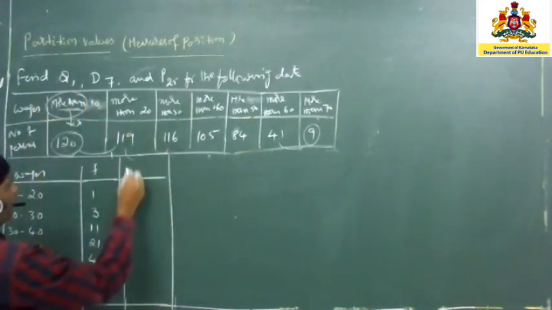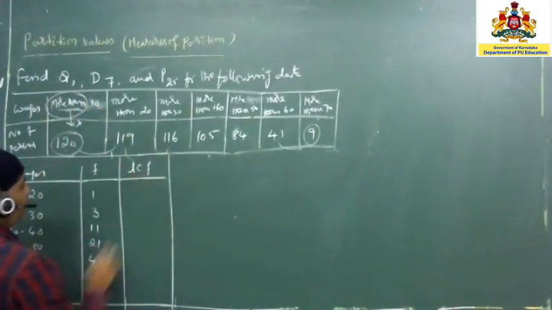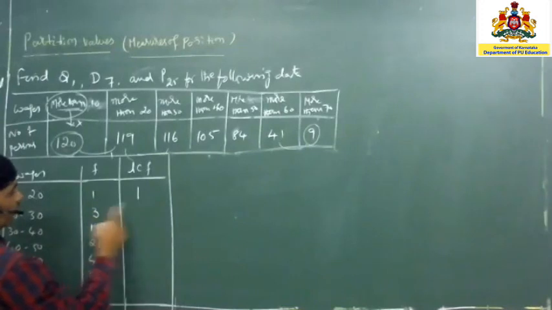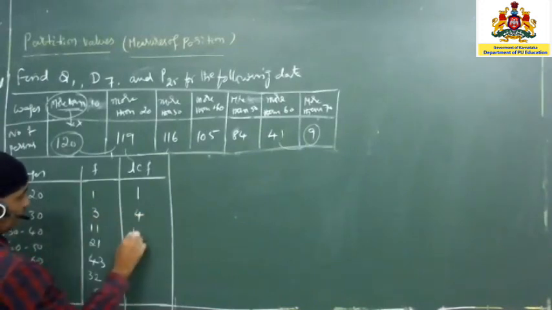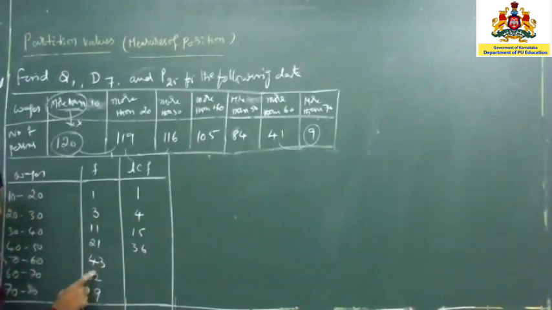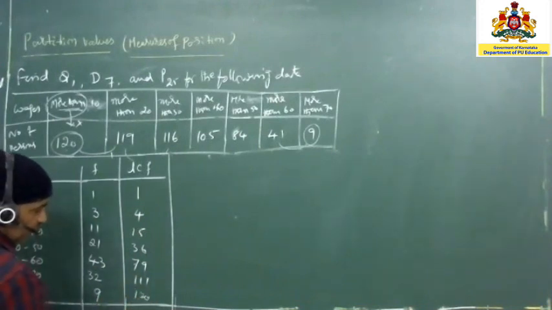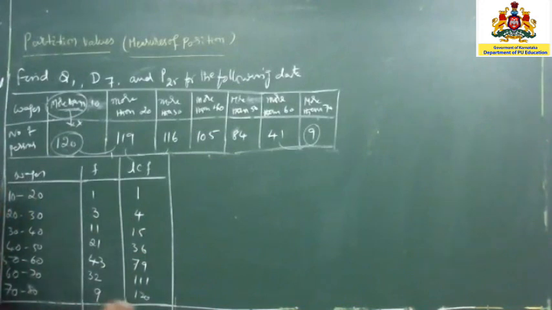I will show you. So Q1 in the sense you want LCF. LCF means the first number you have to place as it is from above. Okay, so 1 plus 3 is 4, 4 plus 11 is 15, 15 plus this one is 36, 36 plus this one is 79, 79 plus this one is 111, 111 plus this 9 is 120. I have been telling you in this class that the last cumulative frequency must be equal to your n.